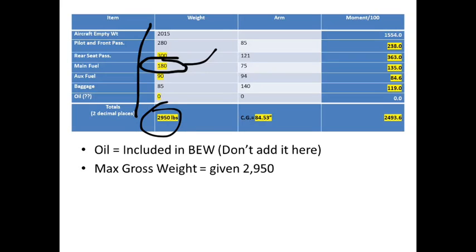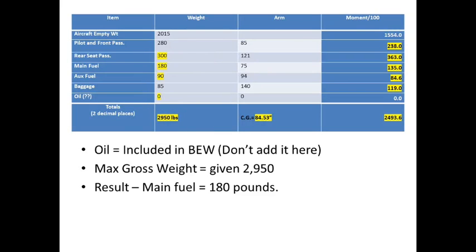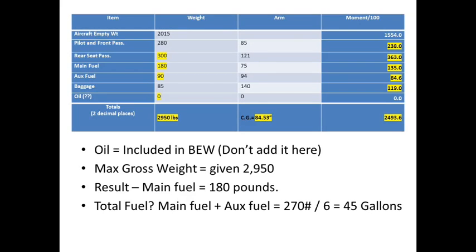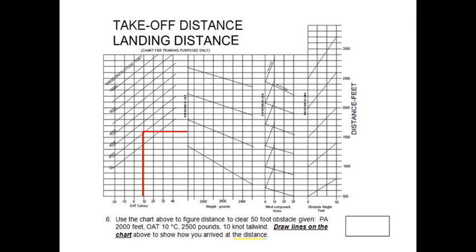And then when calculating the total fuel on board, that's really easy. The difference is that in this scenario you are also going to need to add aux fuel. So main fuel plus aux fuel gives you the total fuel. You had to add the 180 plus the 90 to give you 270 pounds. Divide that by 6 and you'd have 45 gallons of total fuel on board. Okay, so that's a little aside on weight and balance as we work through that in our takeoff or landing distance scenario.